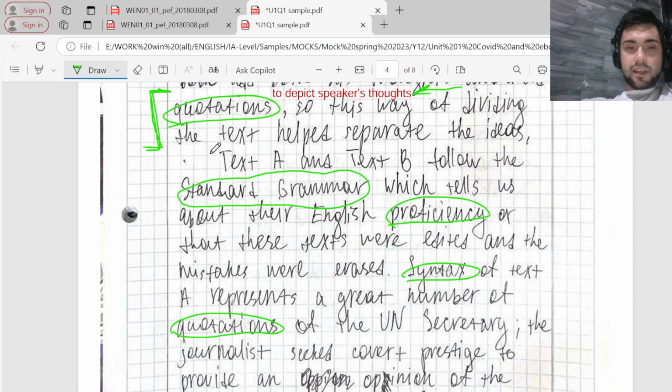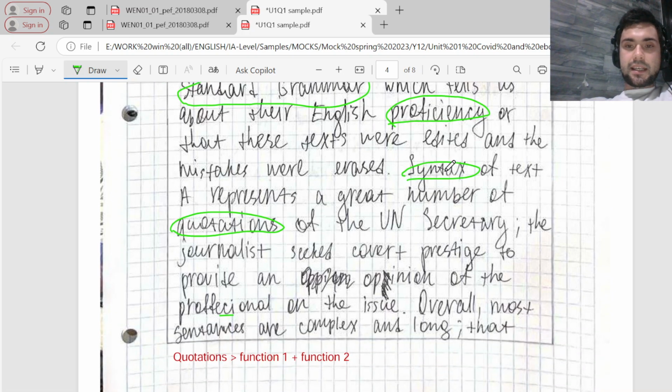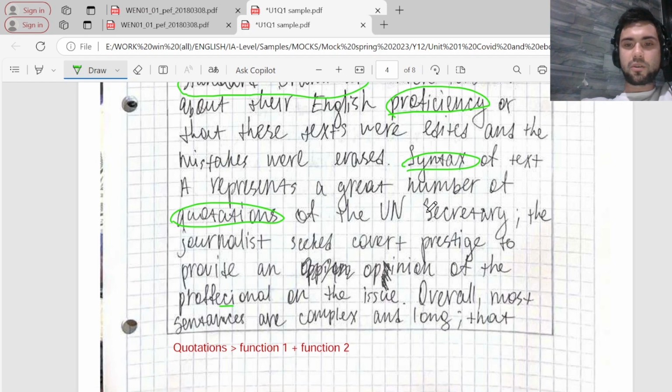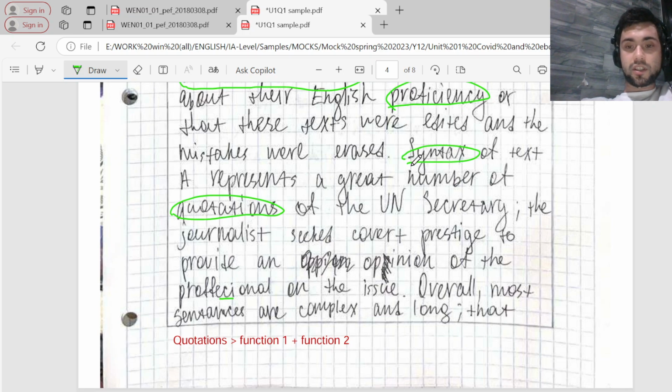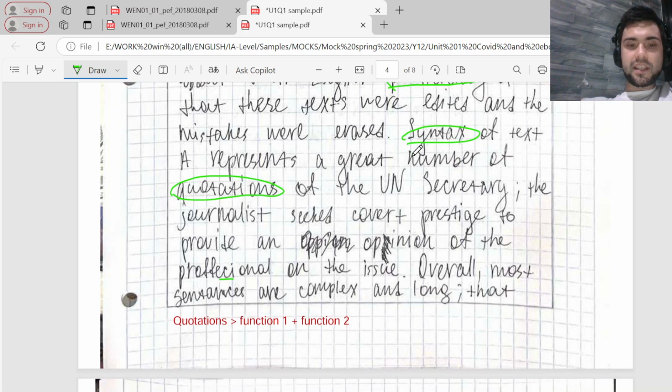The next paragraph here is about grammar and syntax must be added. So standard grammar mentioned, proficiency in the English language, nice. Syntax is of text A, represents a great number of quotations again, so it's some kind of focal point here. You can speak about the types of sentences, some syntax features such as parallel constructions, repetitions, if we speak about the spoken mode, and so on and so forth. So you really want to be prepared for the syntax tools related to this part.